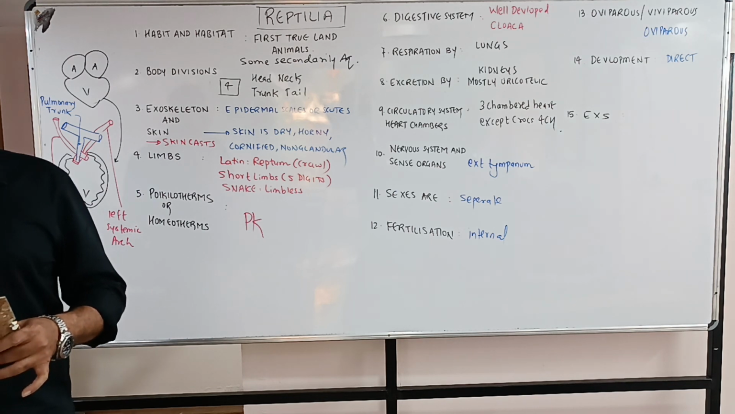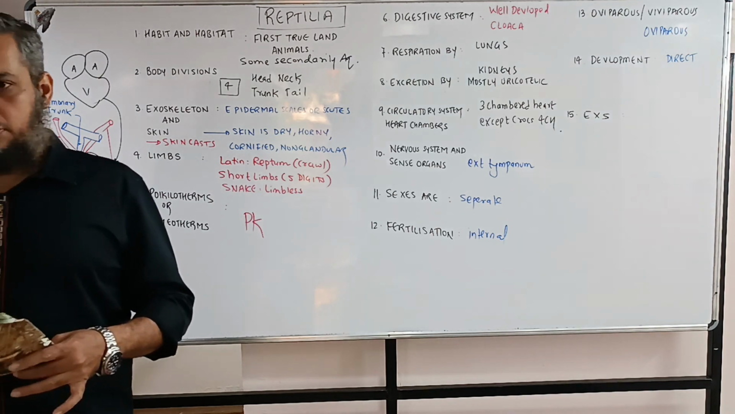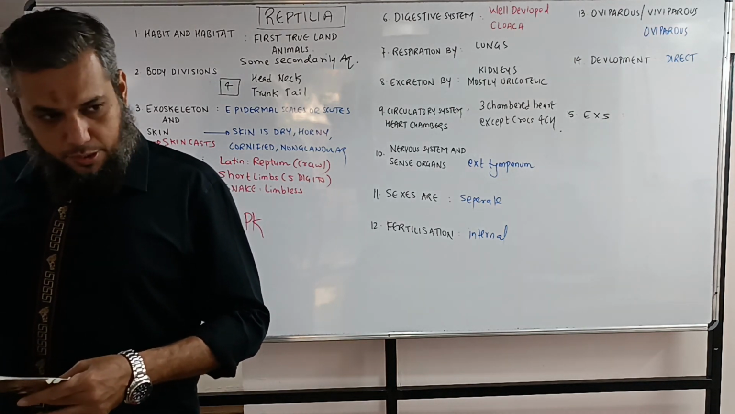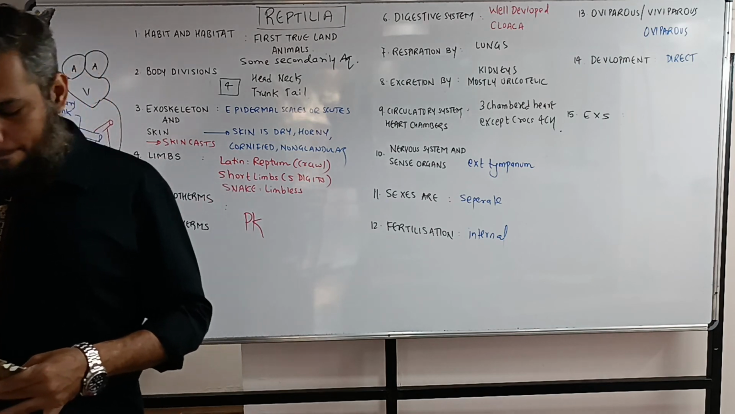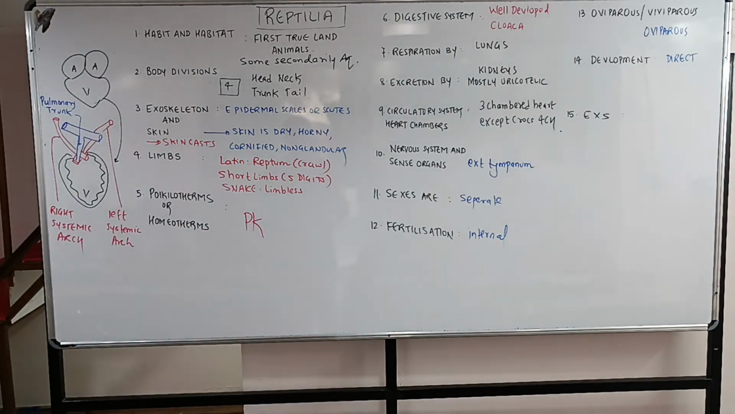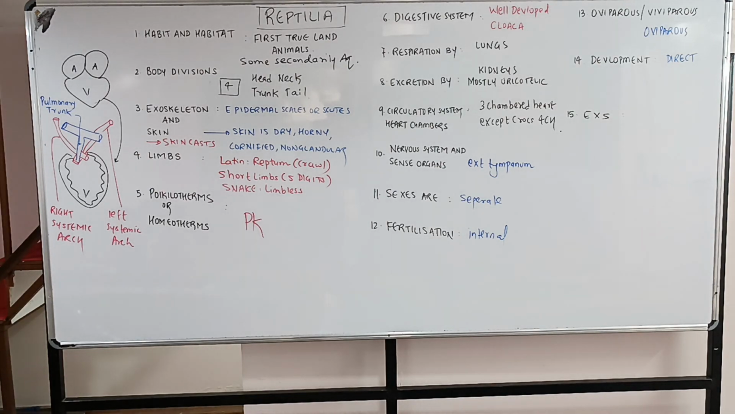In poisonous snakes, Naja naja. Cobra. Bungarus. Krait. Vipera. Viper.